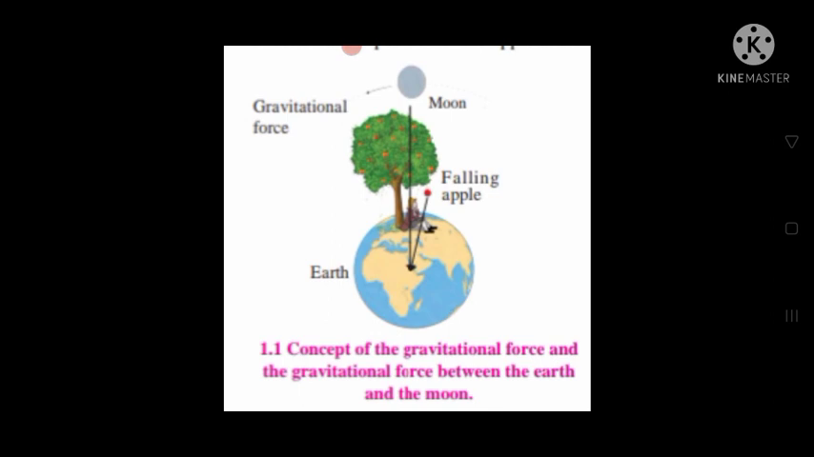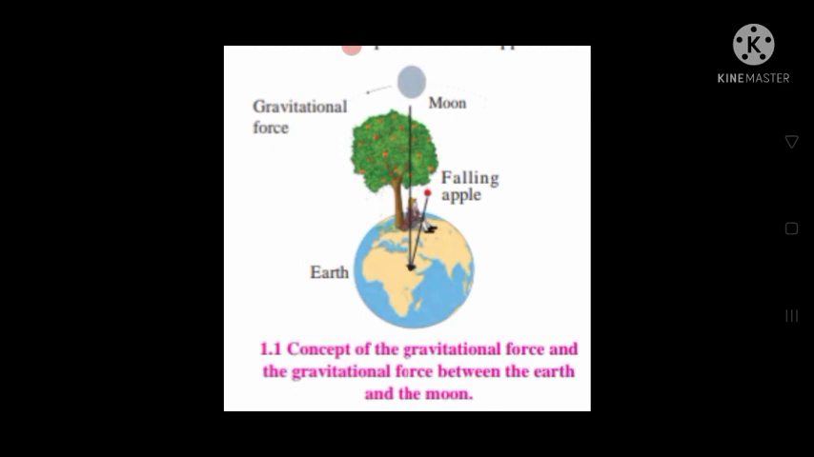In figure number 1.1, concept of the gravitational force and the gravitational force between the earth and the moon, we can see that there is an apple tree on the earth. The force on an apple on the tree is towards the center of the earth, that is along the perpendicular from the position of the apple to the surface of the earth. This figure also shows the gravitational force between the earth and the moon. The distances in the figure are not according to the scale.